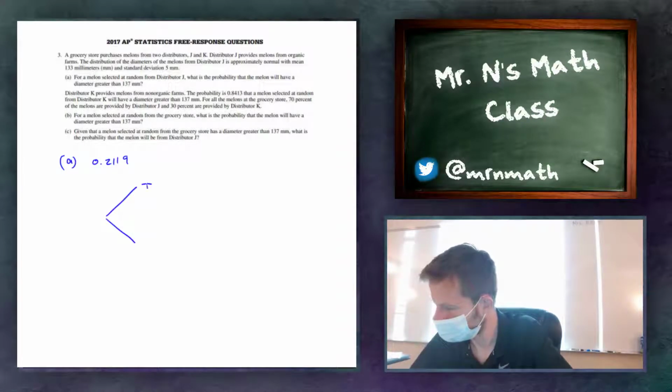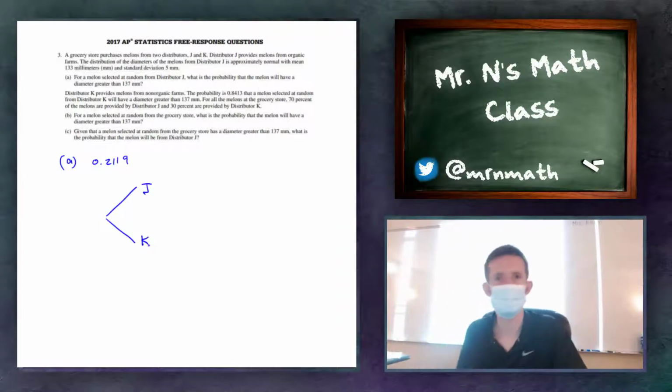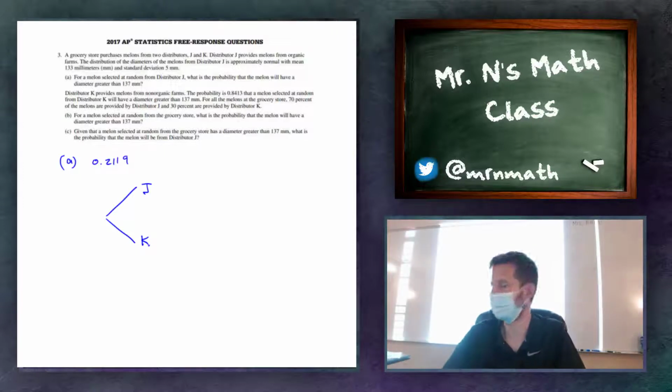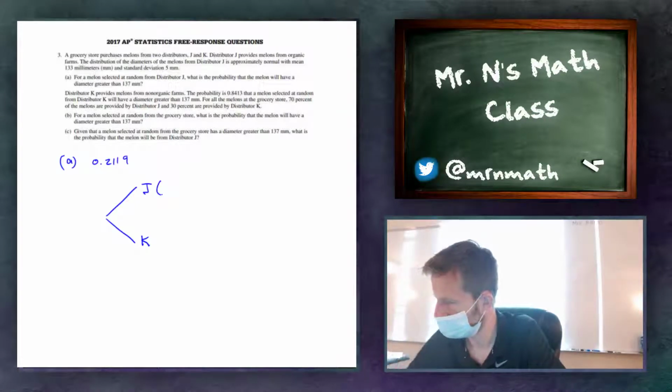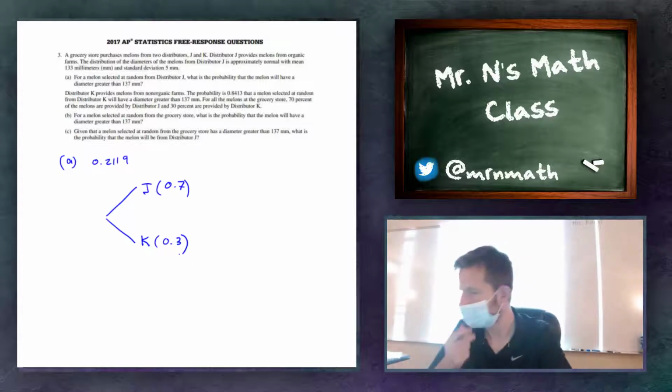All right. So the melons can either be from J or K. What percent are from J? 70%. 70%? And the others are from K? So 30% are from K?